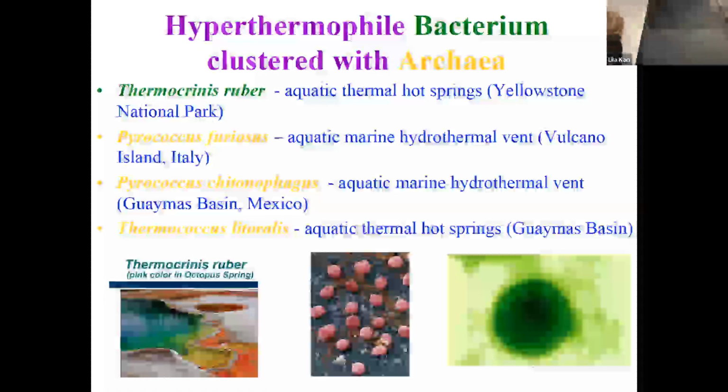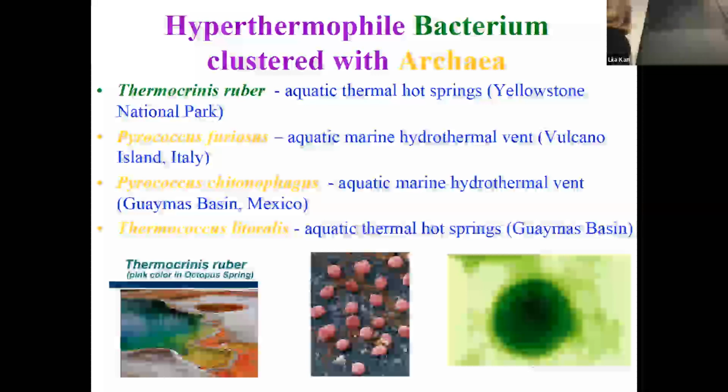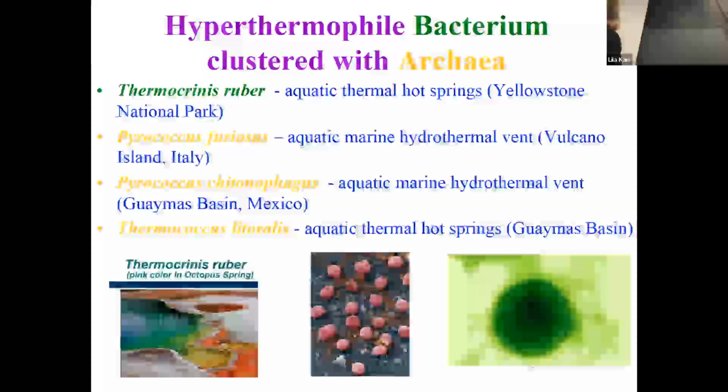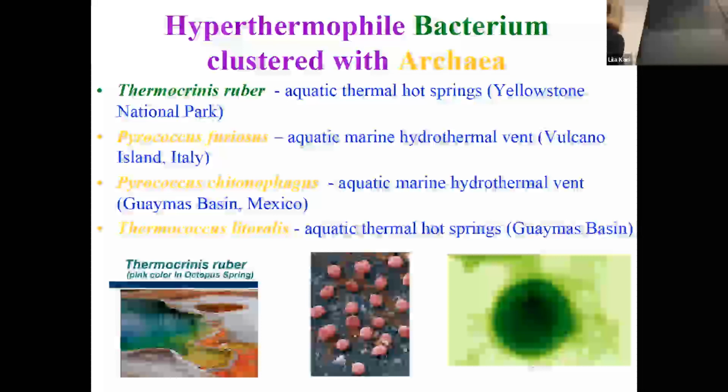This is an example of the things that were deemed similar, even though they are completely different. So we found a hyperthermophile bacterium clustered with archaea no matter what we did, no matter how we tried to poke holes into it. One of them is Thermocrinus ruber, which was isolated in Yellowstone in aquatic thermal hot springs. They are very nice and colorful because they're so acidic, nothing lives in there. So they have these beautiful colors.